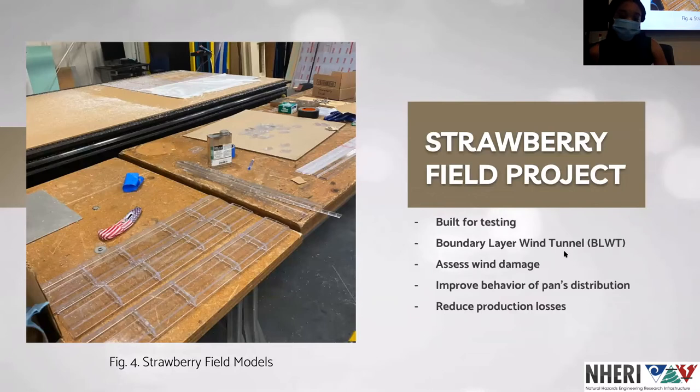And the last component was, like I said, the strawberry field projects. We had to build models for a strawberry producer to test wind damage. And the importance of this is Hurricane Irma and Hurricane Michael cost producers in Florida an estimated $180 million. And nobody wants to pay that money because you're trying to gain money, not lose money. And that's one of the importance of assessing models before they're actually built. So you could do things like reduce production loss, or specifically for this project, improve the behavior of the plant's distribution.